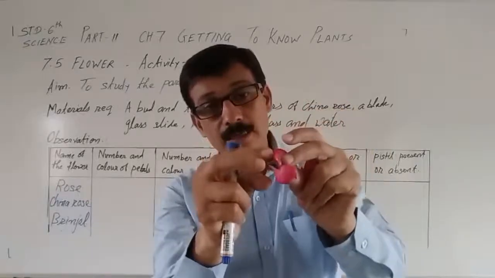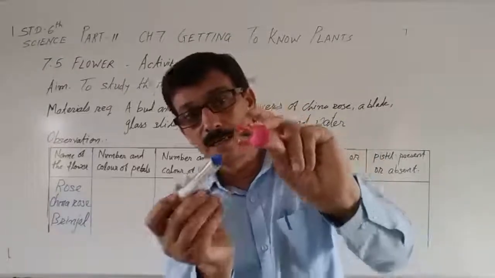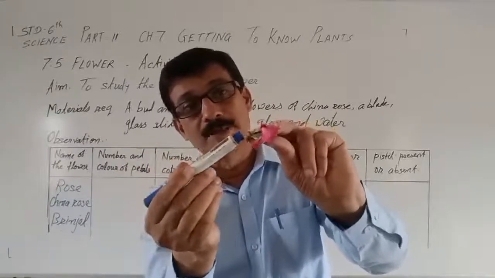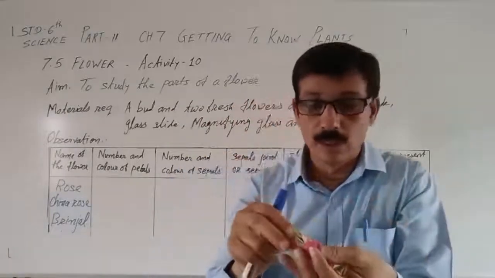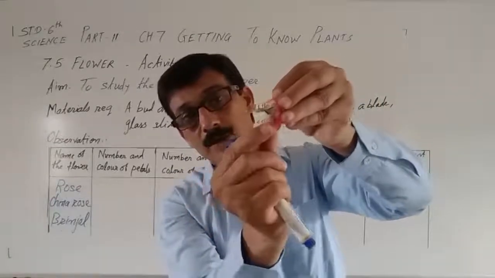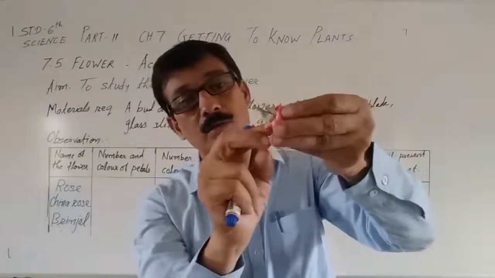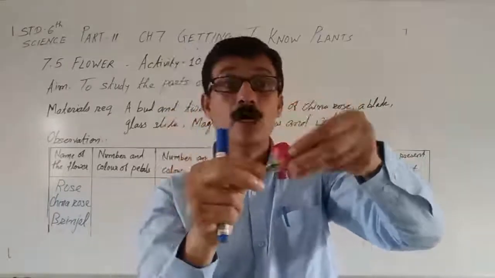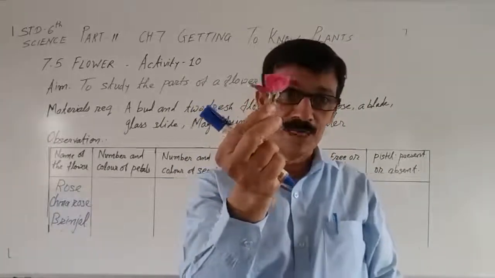You can see the sepals over here. These are the sepals. Let me show you in this one also. Now can you see this? These are the sepals. So how many sepals are there? Let's see that. 1, 2, 3, 4 and 5. Total 5 sepals are there in this, and they are not joined together, they are separate.